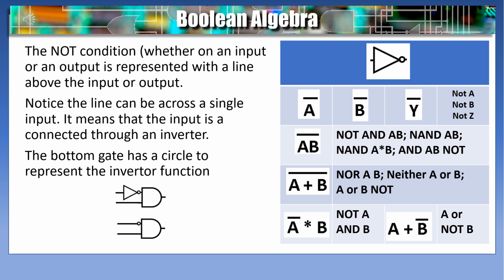On the bottom, notice we have the line over one element, but not the other. So we have not A and B. And the second statement is A or not B. If we look at the gates we have drawn, the bottom has a little dot on one of the inputs. This is the same as saying that it's been inverted.